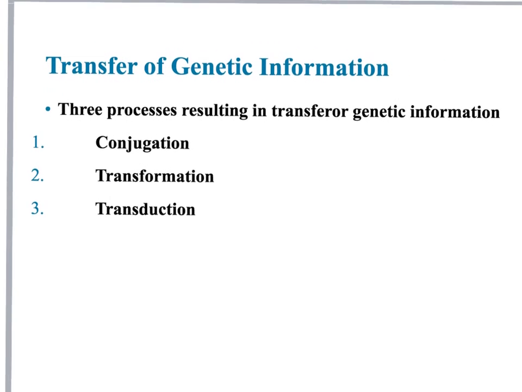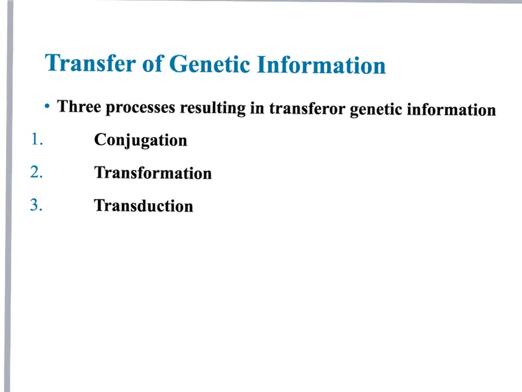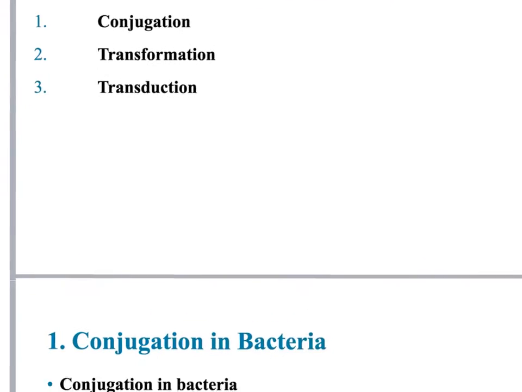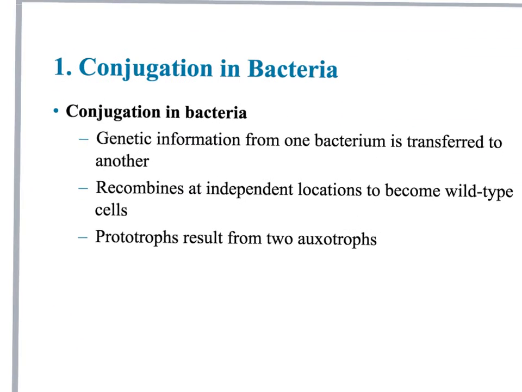So that process has three different ways it could happen: conjugation, transformation, and transduction. Transduction we're not going to get too much into in the lecture. Conjugation and transformation are the key ones, because oftentimes transformation and transduction can be very similar, so you really can't tell them apart. We're going to take a look at each of these, starting with conjugation.